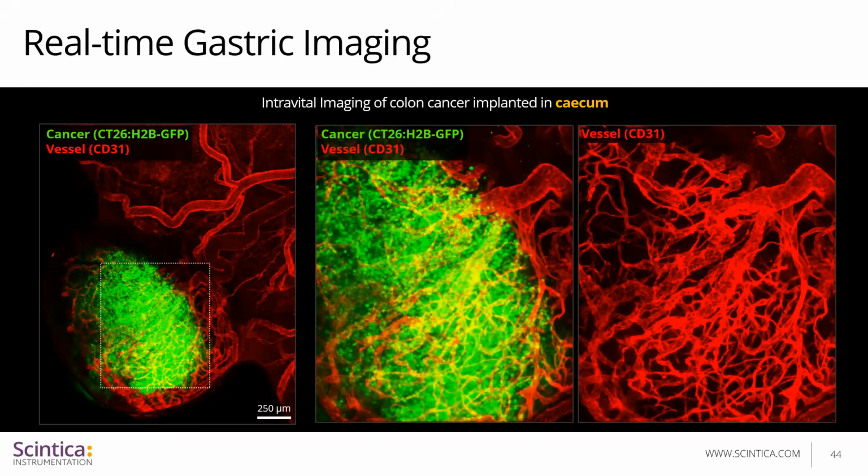Removing the green channel, you can see just the vessels here. You can appreciate how unstructured they are. They're poorly formed, probably leaky vessels that were just quickly formed in order to supply the tumor with nutrients.